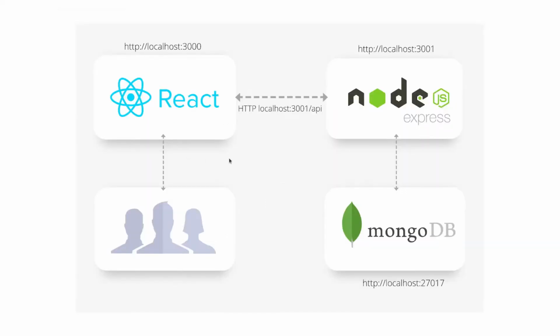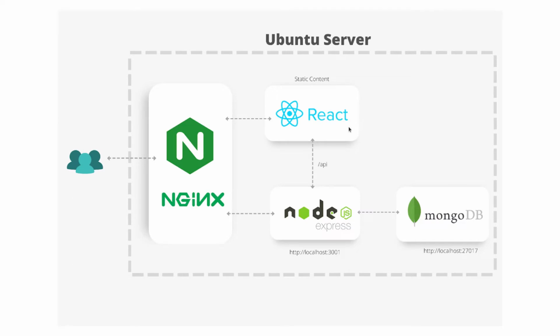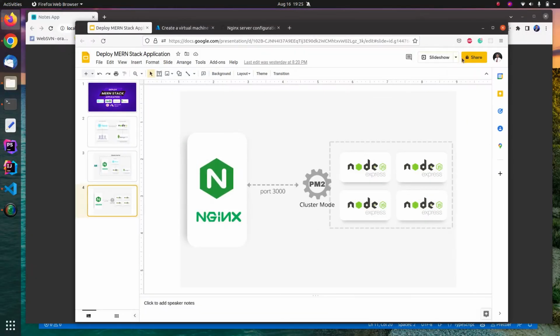As you have seen previously, in the development environment, our front-end and back-end are operating on two different ports, as React is running on a development server. But when it comes to production, we omit that development server and create an optimized production build that will be served by using Nginx. So let's head on to our application.